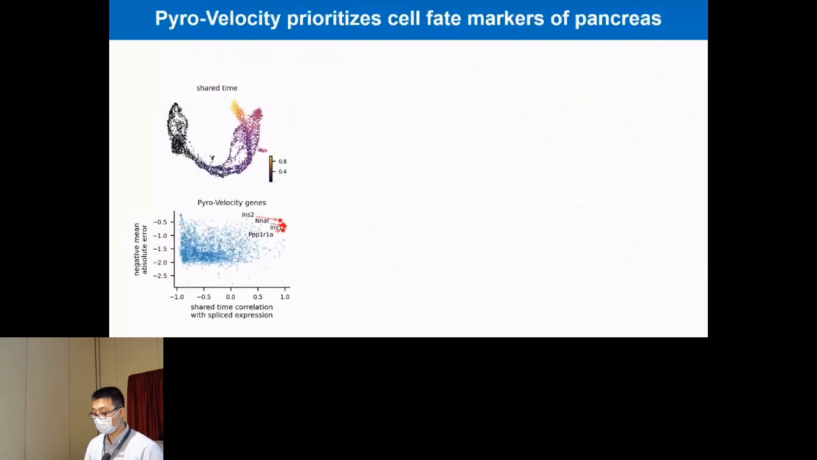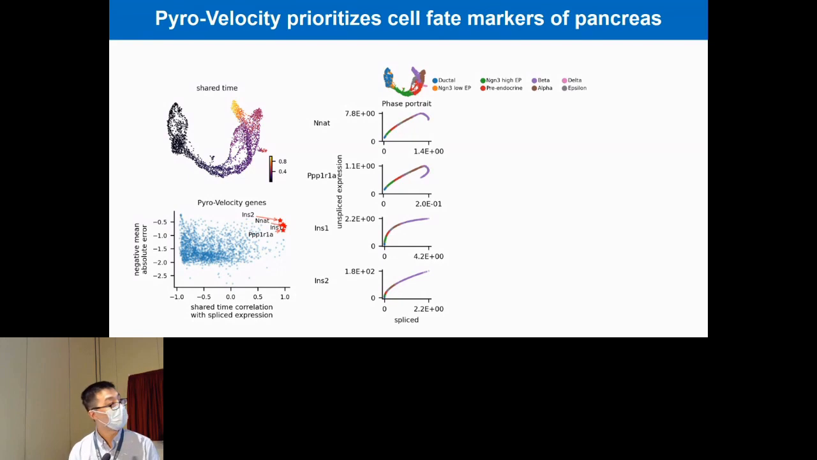So the next one, given the shared time, we could try to prioritize the cell fate markers based on the correlation of the spliced gene expression level with the shared time, and also based on the goodness of fit of our velocity model. Here each of the dots in the scatter plot represents one gene, and we can highlight the most positively correlated genes in such a plot. We can even visualize the fate portrait based on the denoised data of our model. You can see that they have clearly separated different cell types in the fate portrait space.